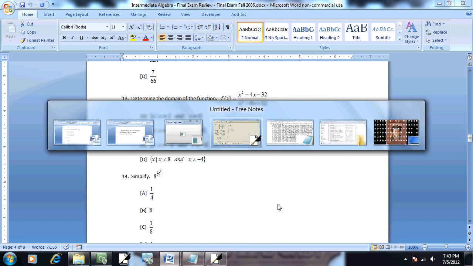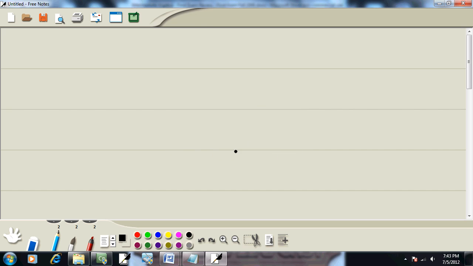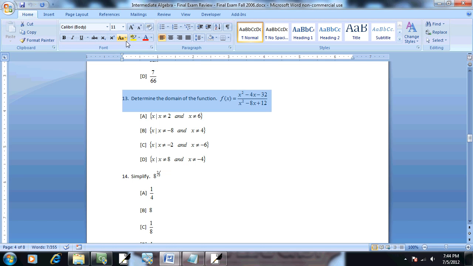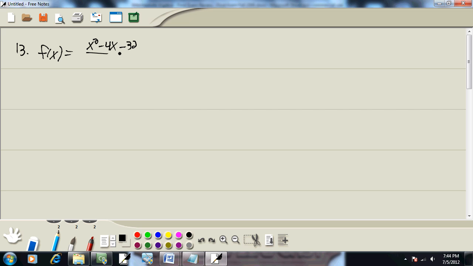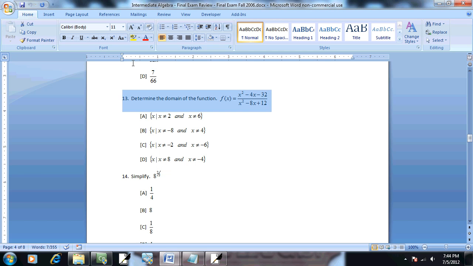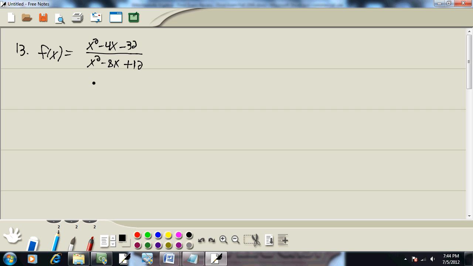So let's work this problem. We got f of x is equal to x squared minus 4x minus 32 over x squared minus 8x plus 12. And the instructions are determine the domain of the function. Now remember our steps. First step is to set your denominator equal to 0. So I got x squared minus 8x plus 12 equal to 0. And I want to solve this.